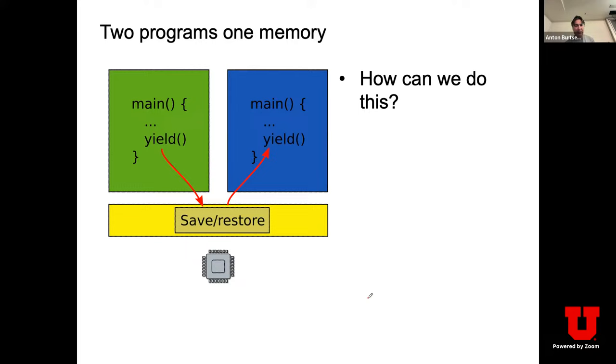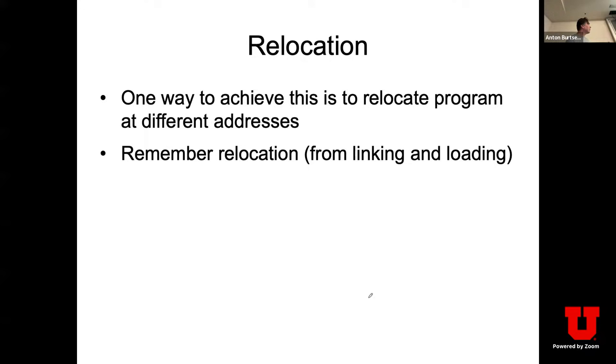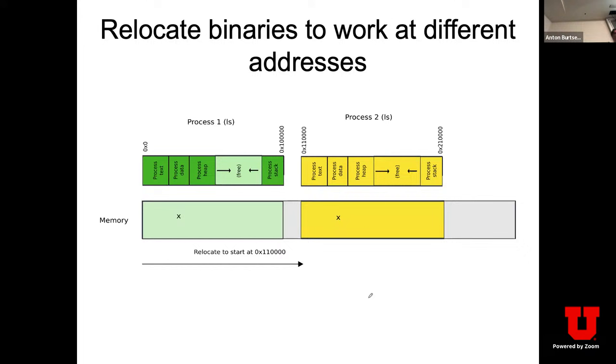Again, that's the answer. Really, if you are on a very constrained system which has no hardware support, like my Roomba vacuum, with no page tables on that microcontroller, that's the trick you can do. You say, look, I have two programs. They have program text, data, heap, stack, and then the yellow one. I just relocate the green one to run at zero and the yellow one to run at 110,000 in hex, right? And that will work, right?